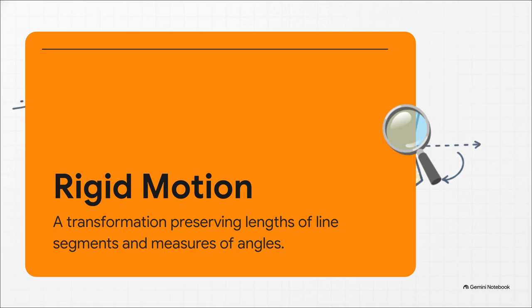This brings us right to a massive concept: rigid motion. A rigid motion is a transformation of the plane that takes lines to lines and perfectly preserves the exact lengths of line segments and the exact measures of angles. When you move that imaginary transparency paper, you are literally performing a rigid motion. You're moving an object without stretching it, shrinking it, or wrinkling the paper. It maintains its absolute original size and shape. We call the original starting figure the preimage, and the new, moved figure the image.